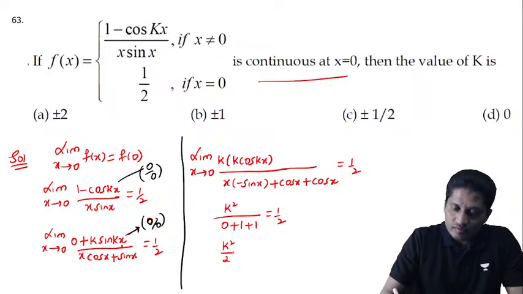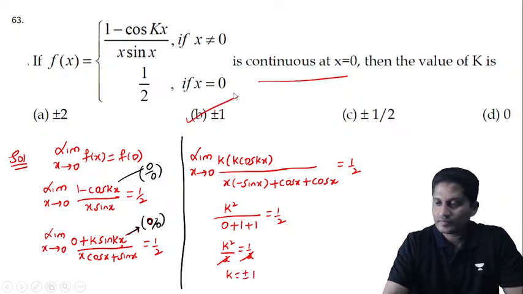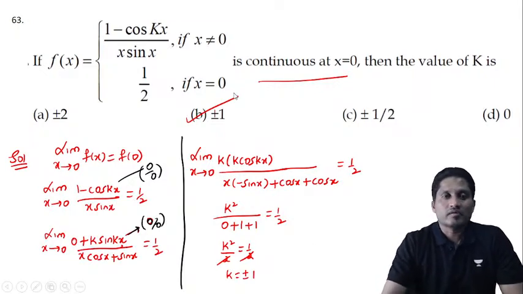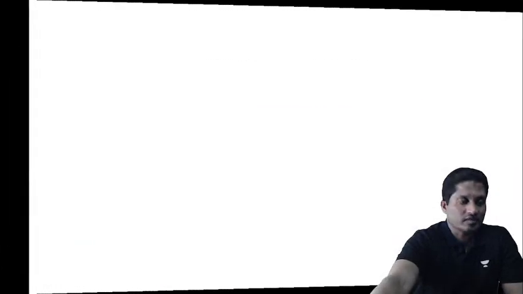K square by 2 is equal to half, 2 and 2 cancel. K is equal to plus minus 1. Okay, answer is option B. Right, let's move to question number 64.